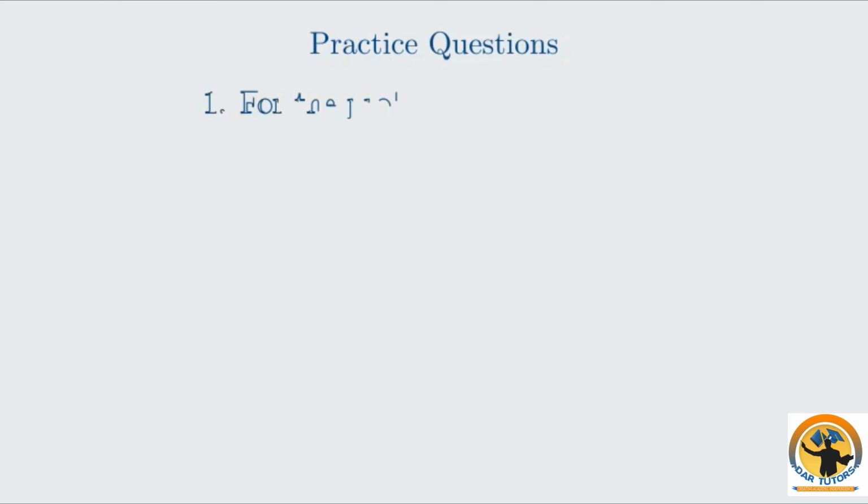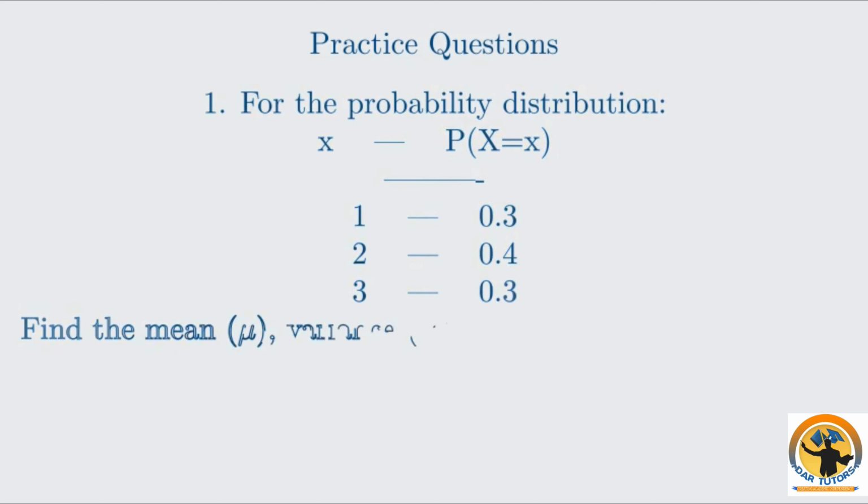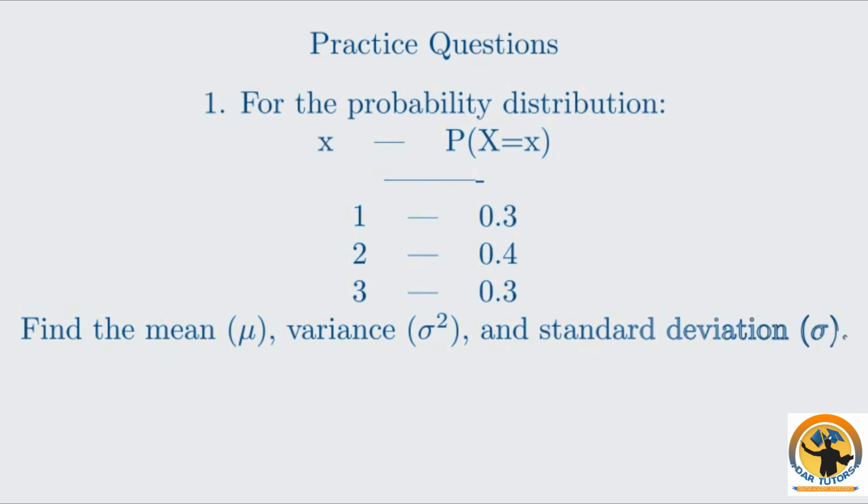Question 1 asks you to find the mean, variance, and standard deviation for a given probability distribution. The outcomes are 1, 2, and 3, with probabilities 0.3, 0.4, and 0.3. Pause the video now to solve it.